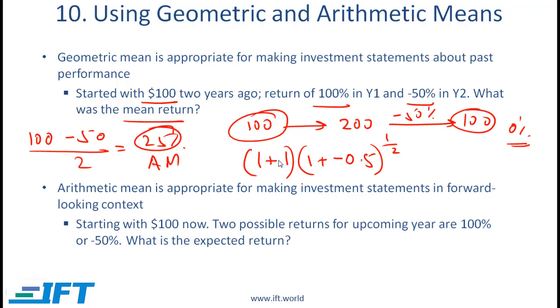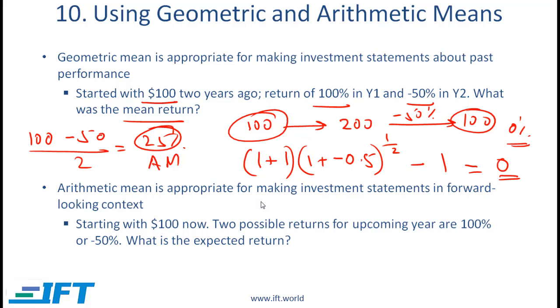We have 2 multiplied by 0.5 raised to the power of half. So what you have is 2 times 0.5 is 1. 1 to the power of half is still 1. And then you minus the 1 to get a rate, and you end up with 0. So your geometric mean is 0, which means that on average you are getting a 0% return, and that is a much more accurate depiction of what is happening.